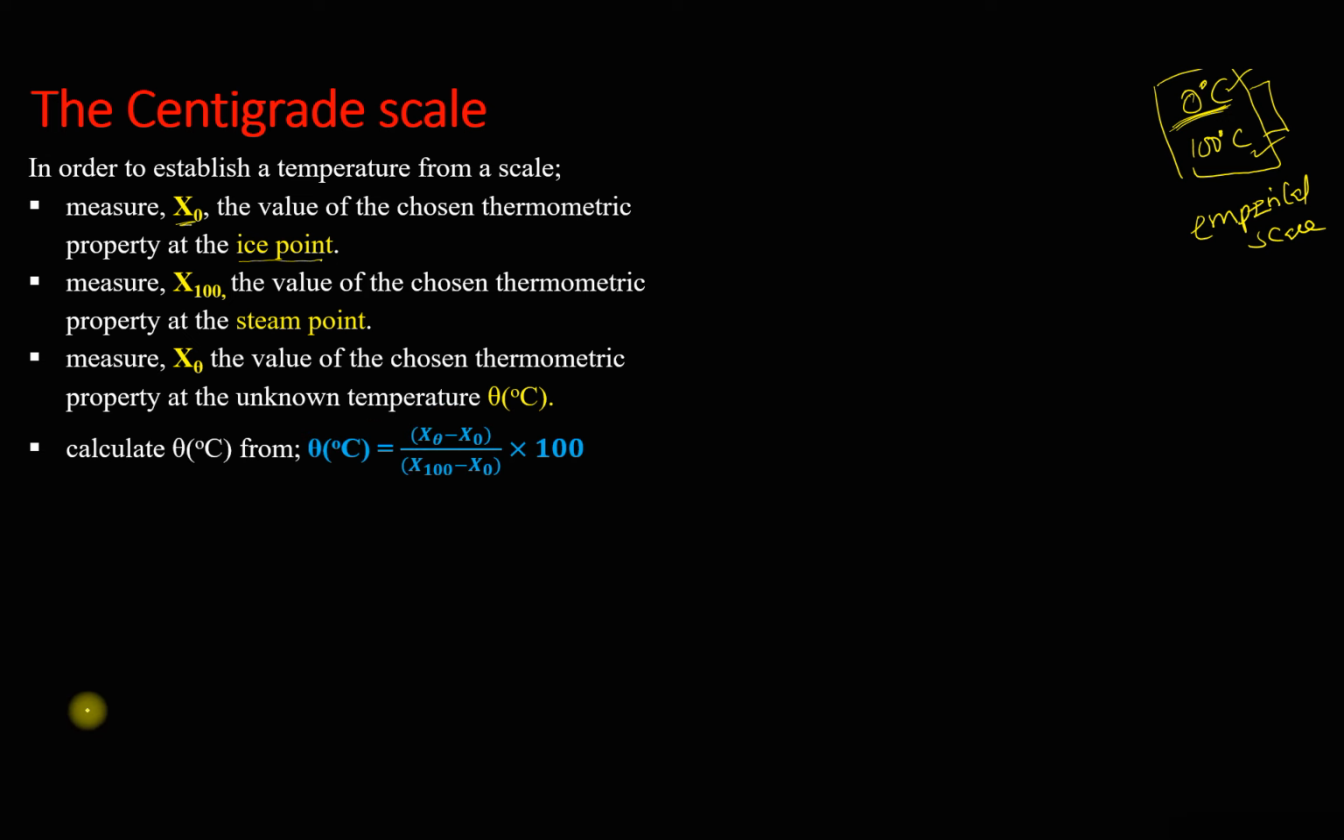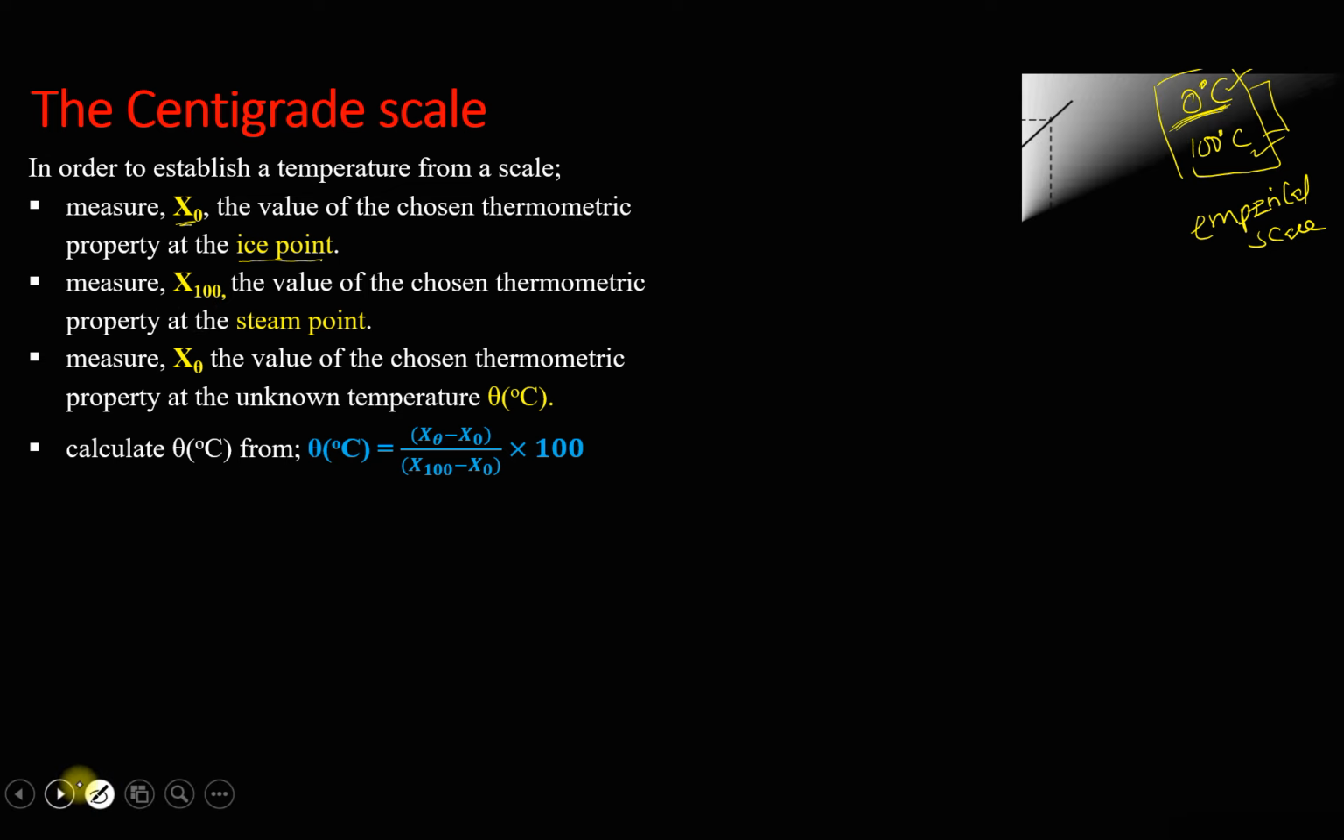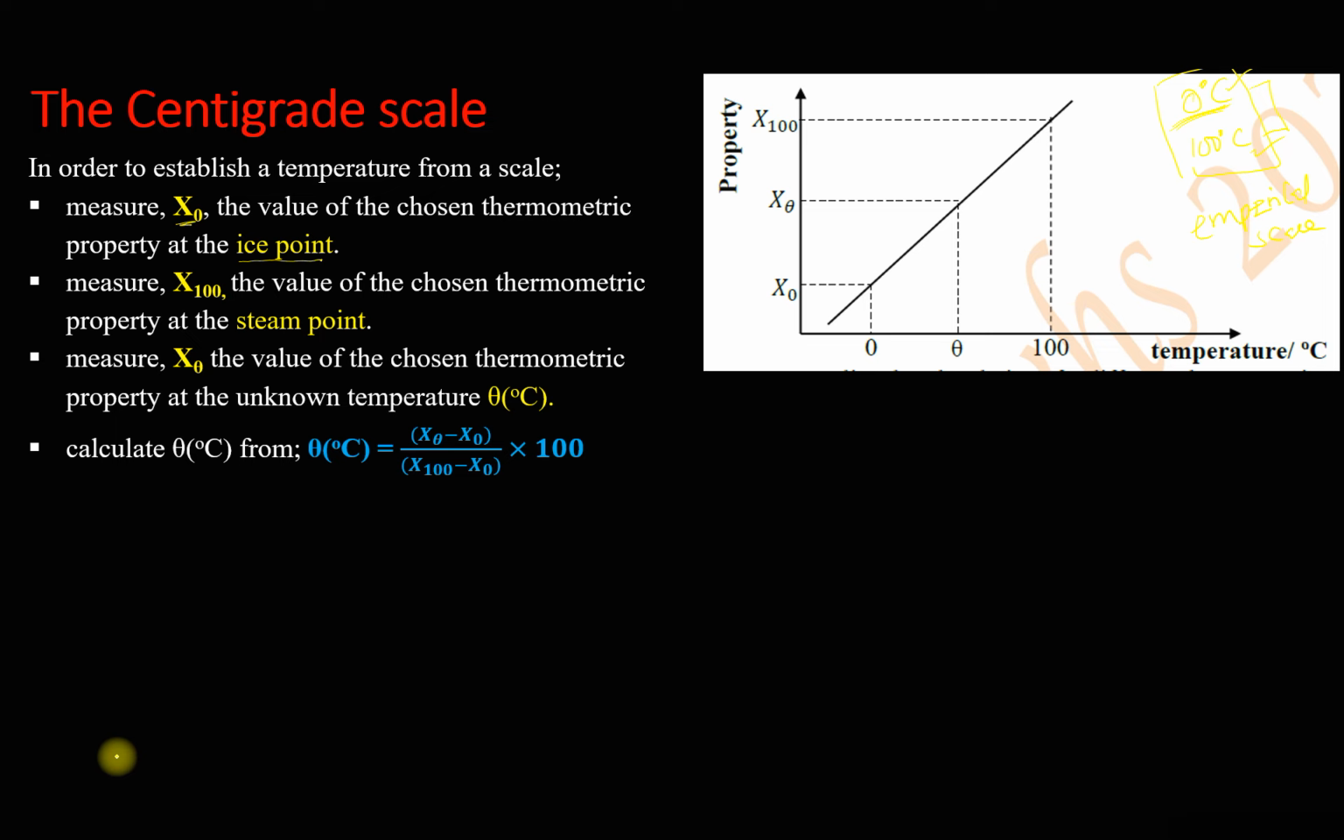And of course, it means from the centigrade scale, we can easily find theta, because we can use X100 and X0 to draw what we call a calibration curve, which we can use to determine any unknown temperature. For example, I measure the property, let's say the property is length of a liquid column. So I measure the length at ice point, that is at 0 degrees Celsius. Then I measure the length at steam point, that is 100 degrees Celsius. And then I measure the length at the unknown temperature, which is X theta.